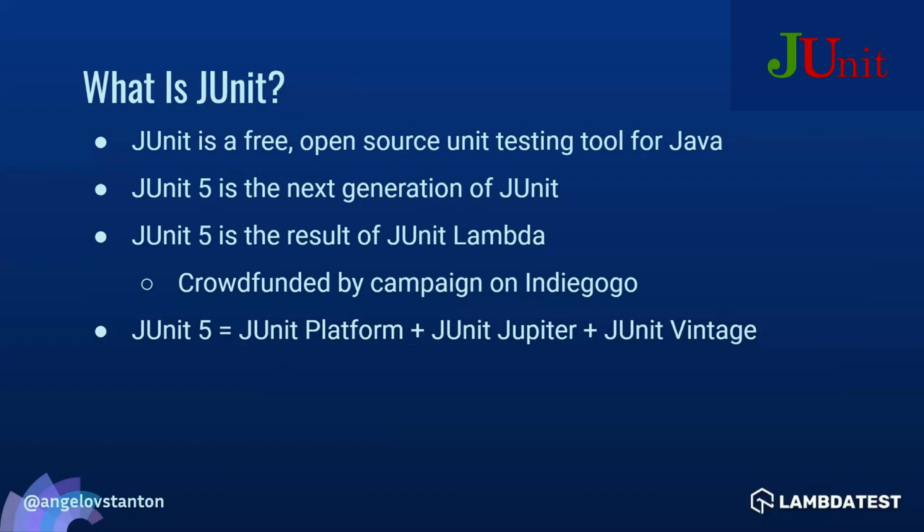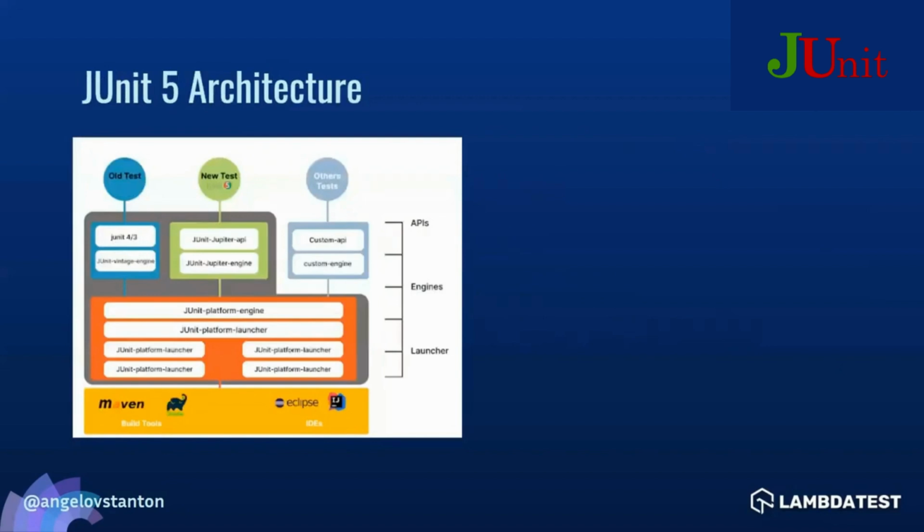The JUnit 5 that we're going to talk about in this module is the next generation of JUnit. And fun fact, JUnit 5 is the result of a project called JUnit Lambda that actually was crowdfunded by a campaign. And JUnit 5 actually isn't a monolithic thing. It contains 3 parts: JUnit Platform, JUnit Jupiter, and JUnit Vintage. Here is the architecture of JUnit 5.